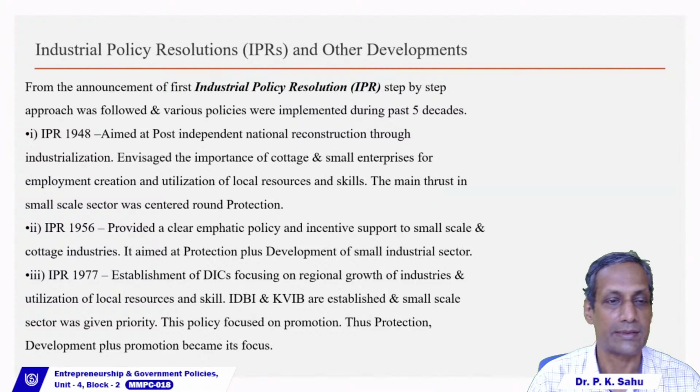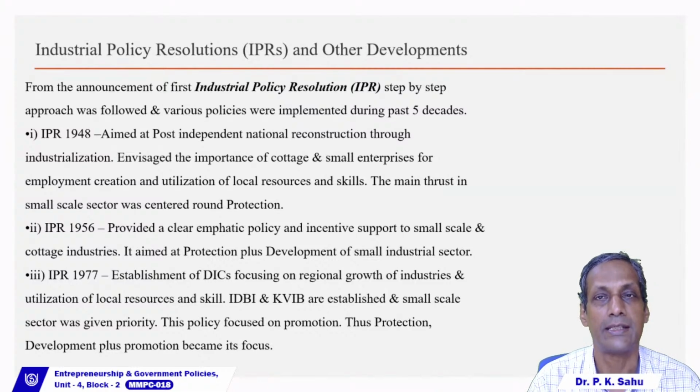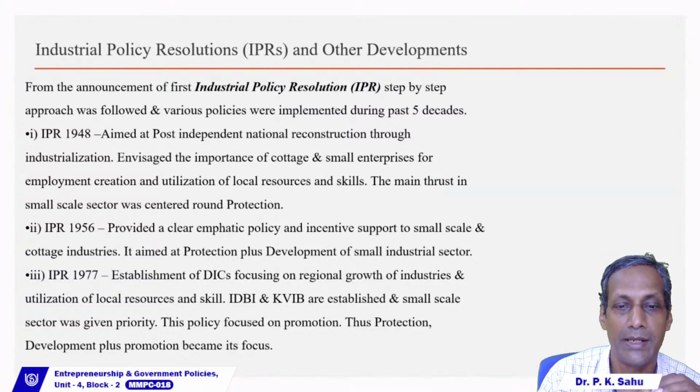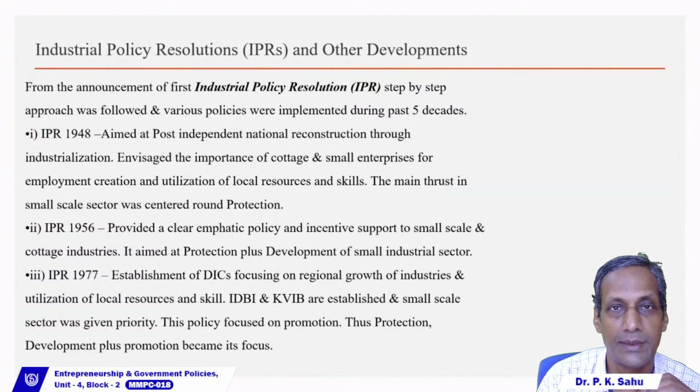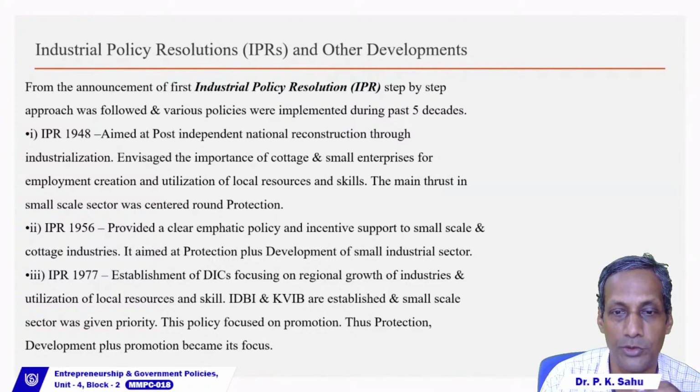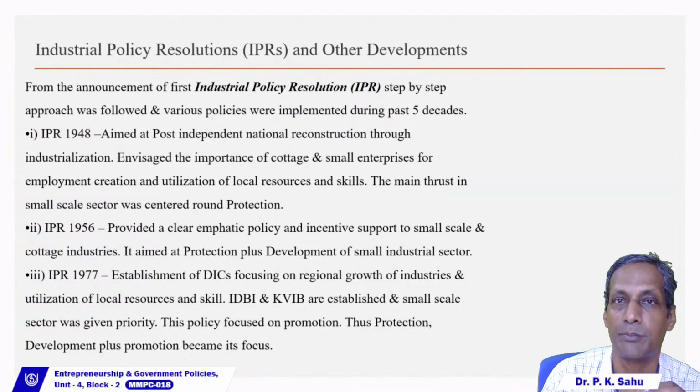Then came in 1956, the IPR provided a clear, emphatic policy and incentive support to small-scale and cottage industries. Its aim was at protection plus development of small industrial sector. Then came the IPR in 1977 by the establishment of DICs, focusing on regional growth of industries and utilization of local resources and skill. You must be aware of IDBI and KVIB, which were established, and small scale sector was given the top priority. This policy focused on promotion. Thus, from protection in 1948, we moved on to development plus promotion becoming its focus.